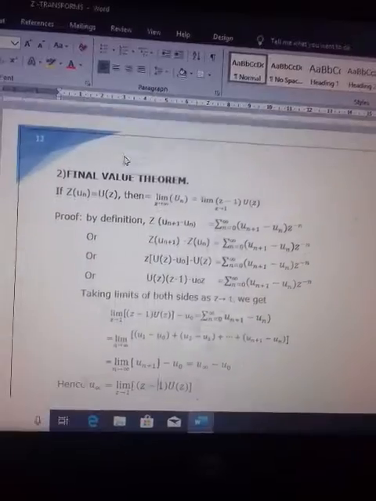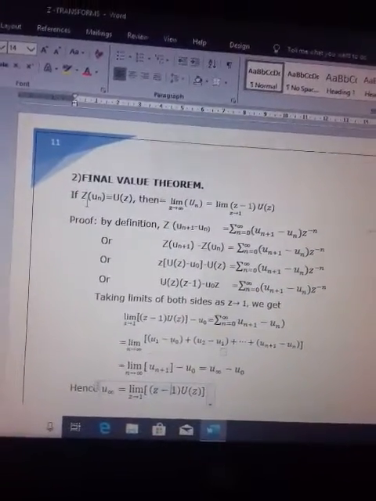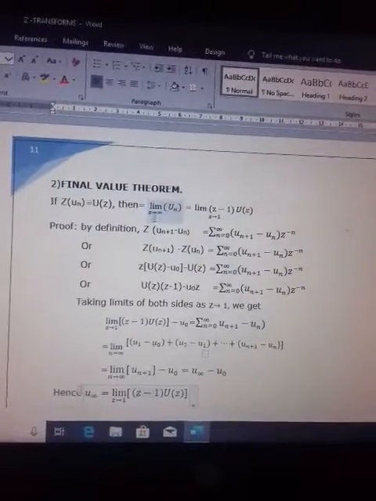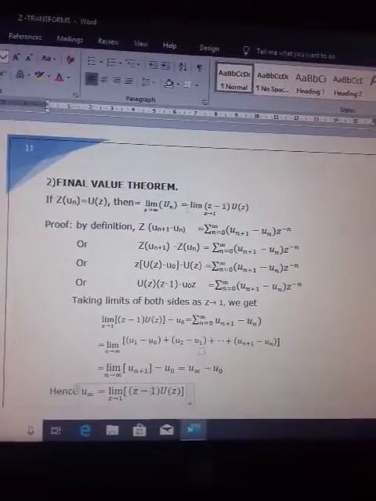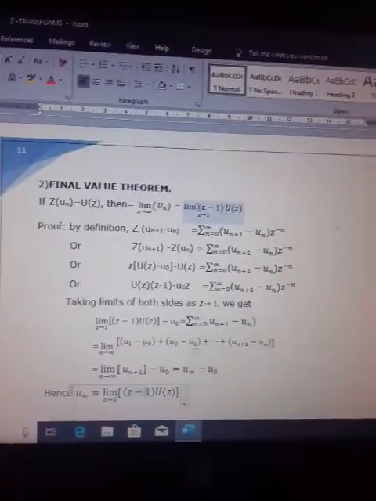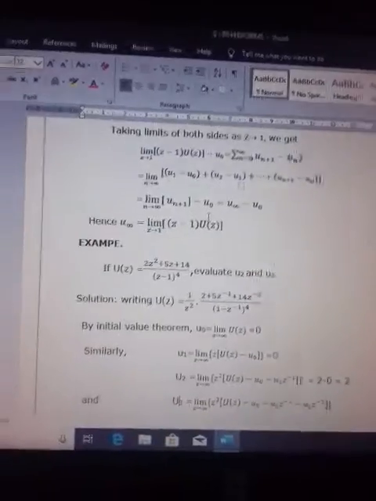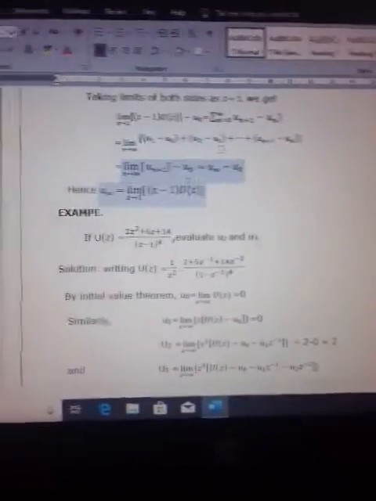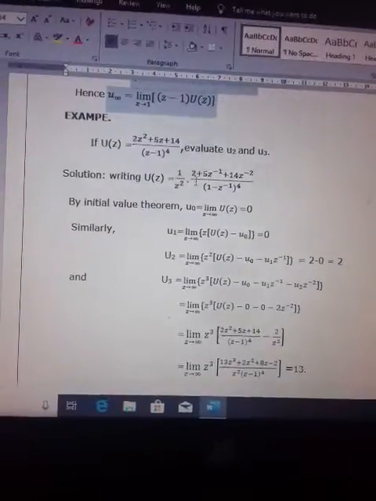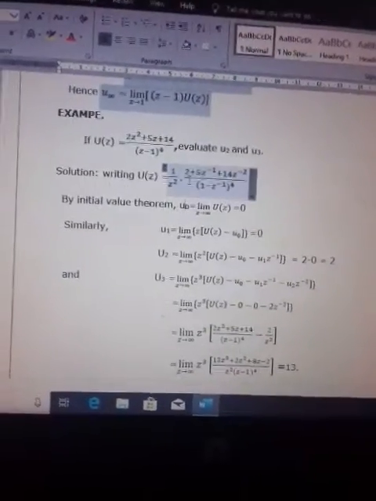And another one is the final value theorem. That is, if Z{u(n)} equals U(z), then the limit of u(n) as n tends to infinity equals the limit as z tends to 1 of (z minus 1) U(z). I had done the proof, and I had done examples based on these two, using the initial value and final value theorems.